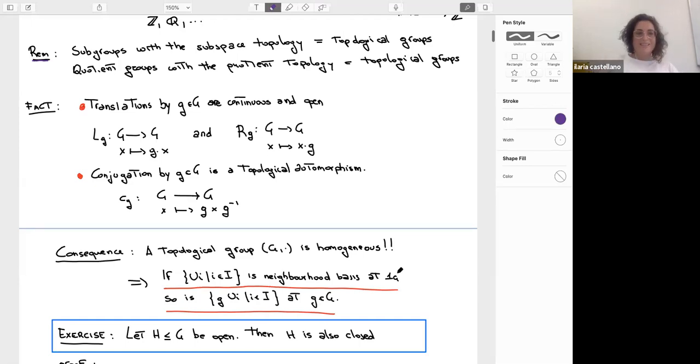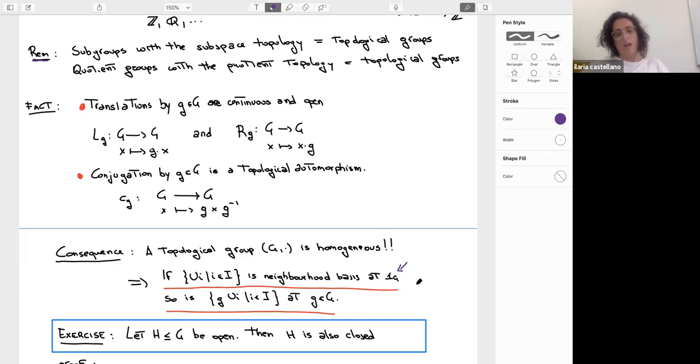The neighborhood has the same behavior. So actually it is enough to know what is happening in one point and you know what is happening all around the group. But since the group has a distinguished element, which is the identity, for us the focus will be looking at what is happening around the identity. So we will always care about the neighborhood of the identity element.